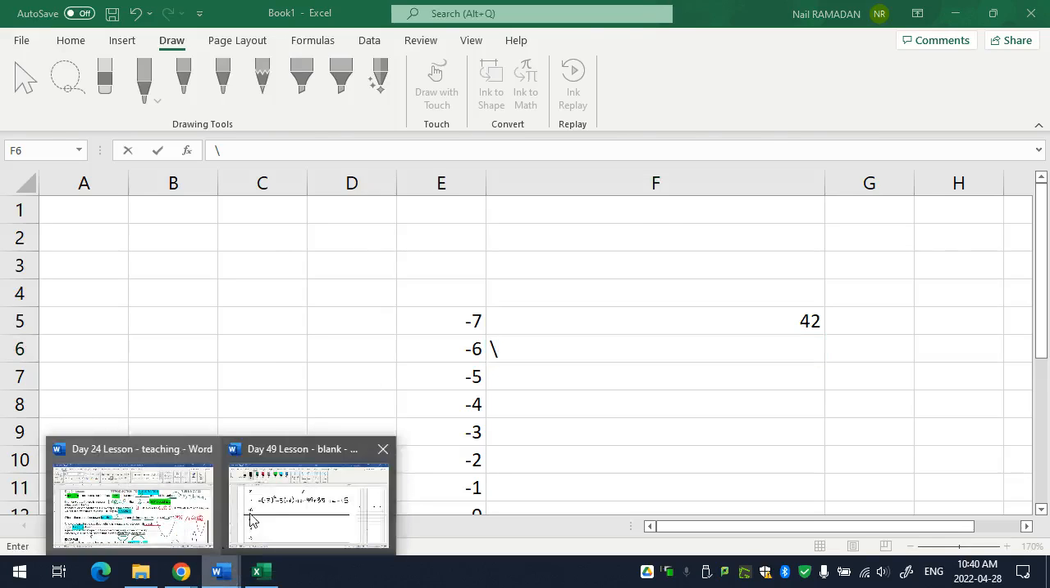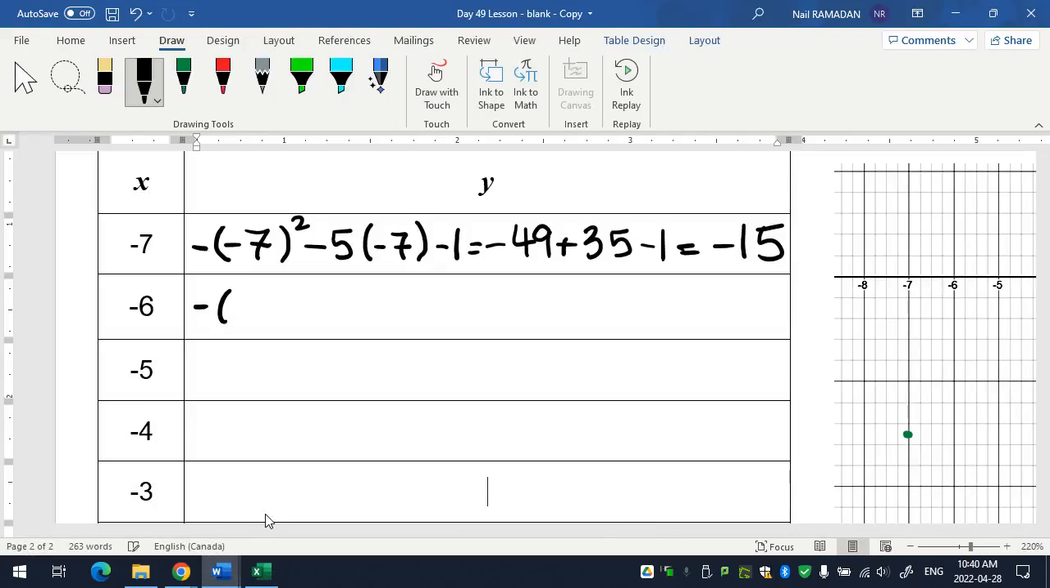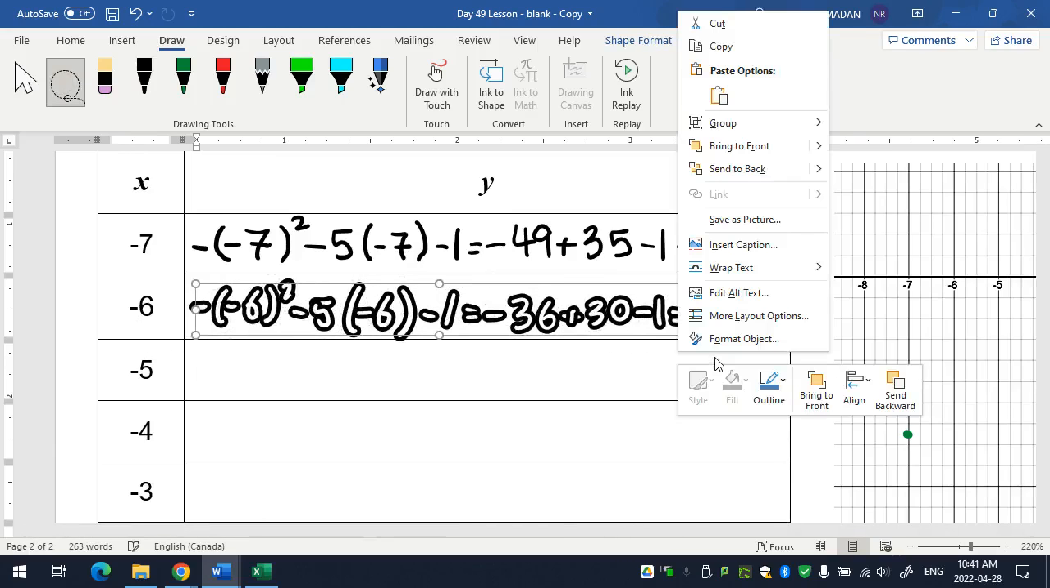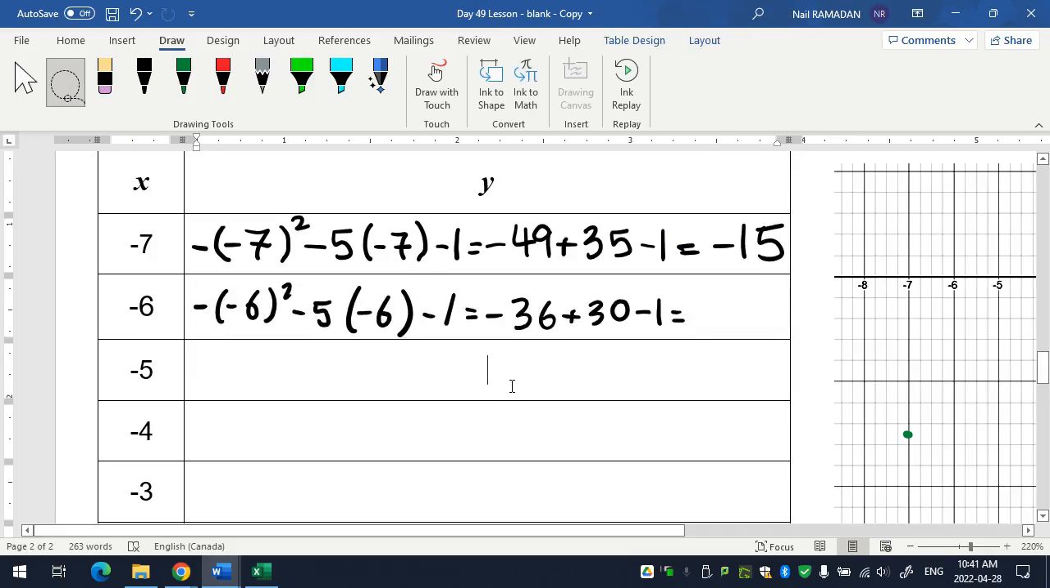Okay, minus 6 squared, minus 5 times minus 6, minus 1. Okay, what's minus 6 squared? Yeah, 36, but with a what? With a negative. Good. Minus times a minus, 30. Minus 1 equals. So think money. You lost $36, and then you lost another dollar. That's $37 lost. Someone gave you back 30. Yeah, you still lost $7.